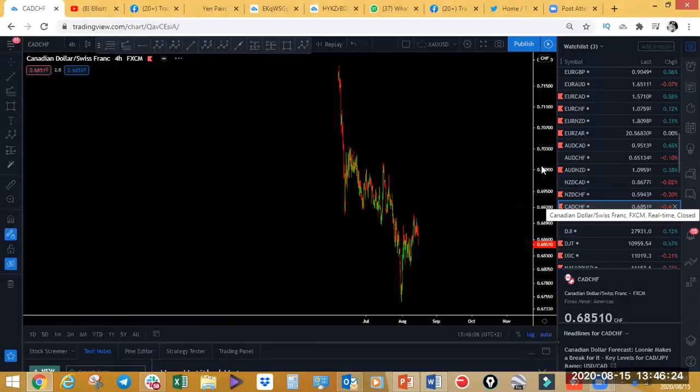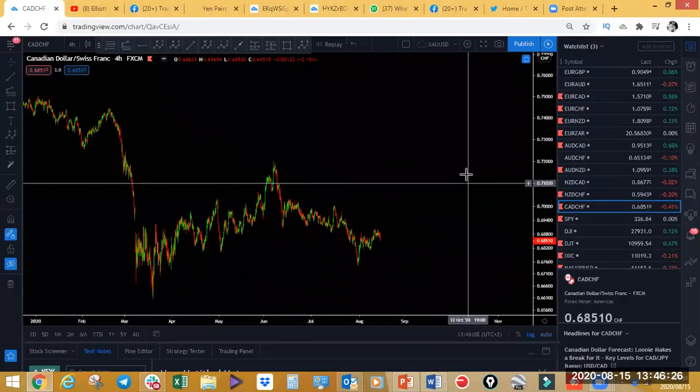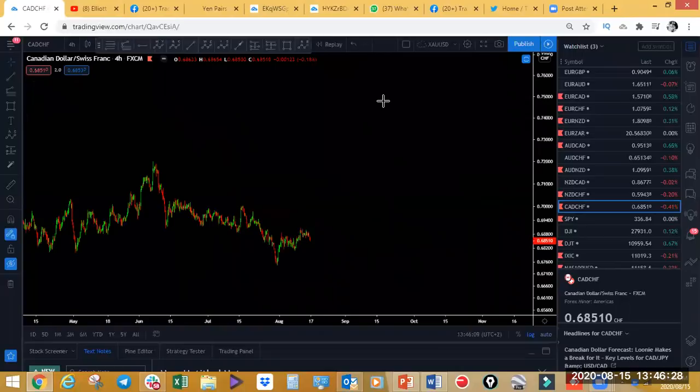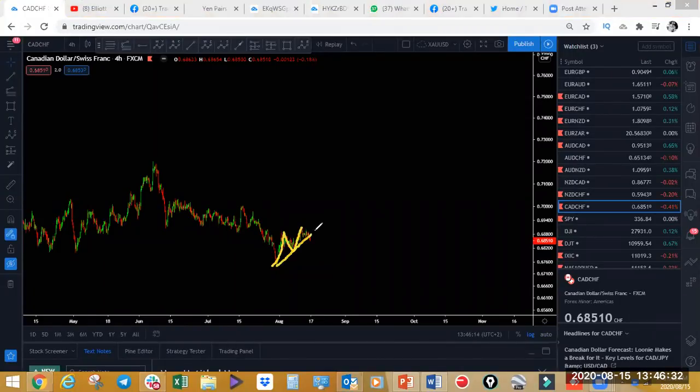CAD CHF, a clear 3-wave structure, and we're looking for downside here. This is a 3-wave structure. We're looking for downside on CAD CHF. Look for this.